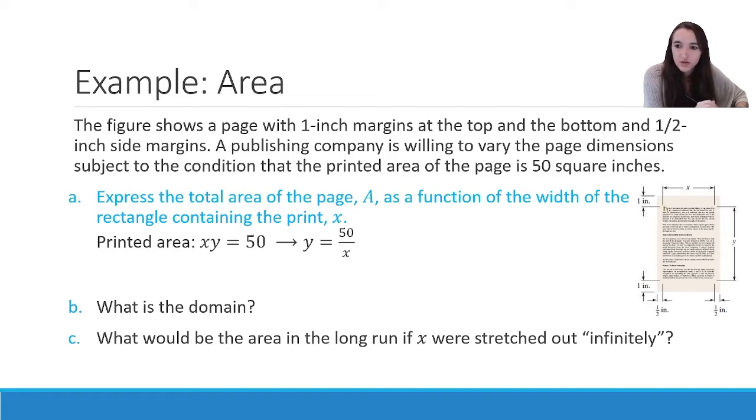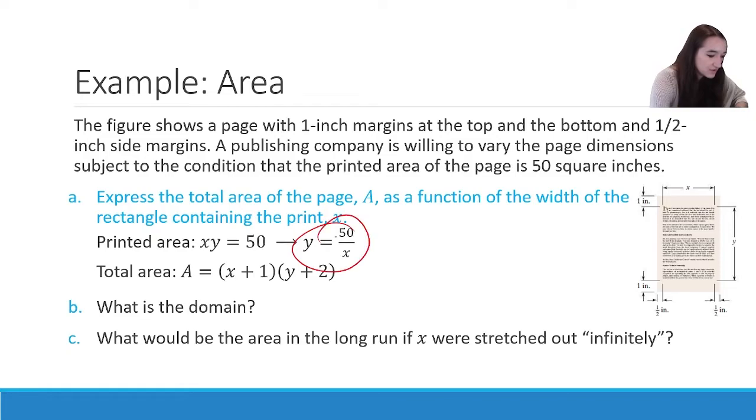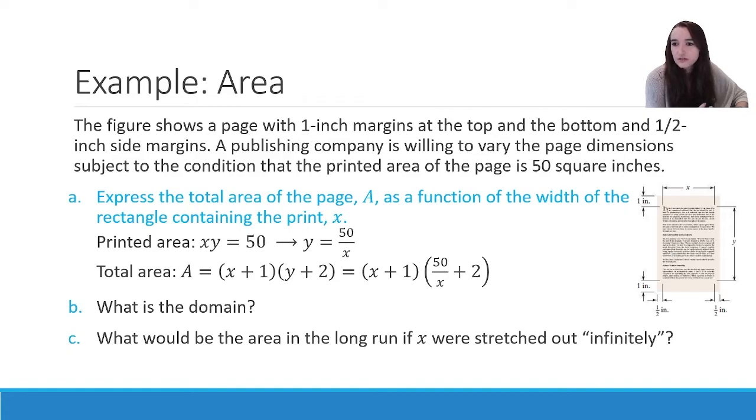So what do I do with that? Well, let's look at the total area. The total area is going to be the area of the entire rectangle. So that's x plus half inch, so x plus 1, and y plus 1, 1, so y plus 2, to make that full rectangle. Once I substitute in my y for the y in that equation, I do end up with an area function with all x values, like I wanted. But there's this little rational function in the middle of the multiplication going on.